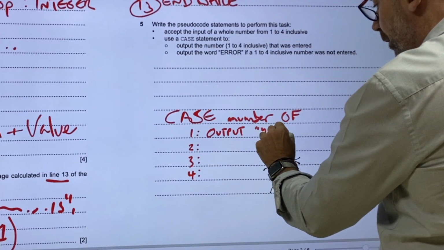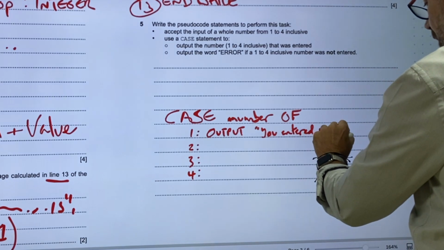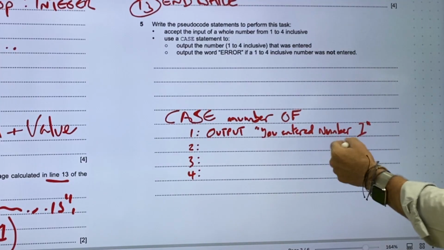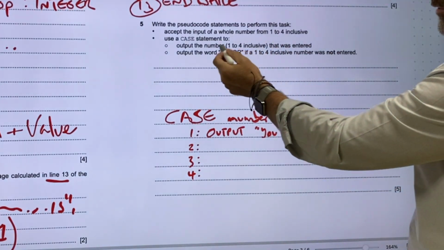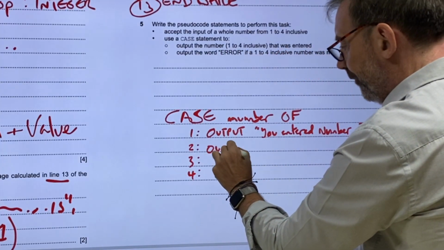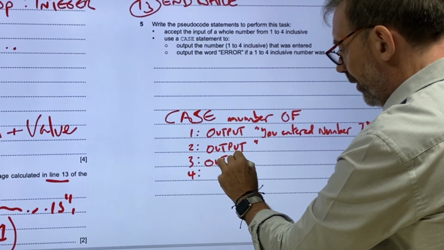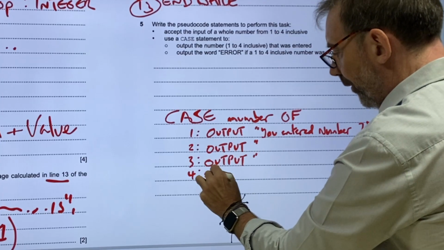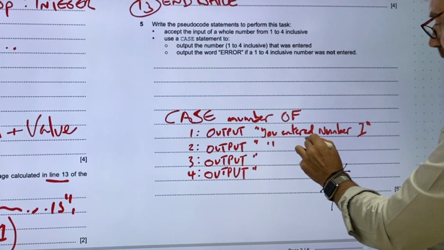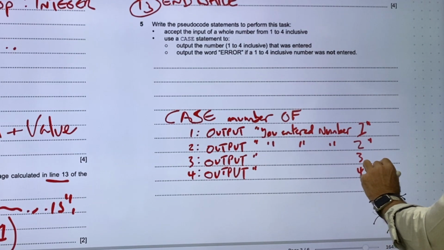You enter number 1. So these are the 4 things. Output, you enter number. Okay, output the number 1 to 4 inclusive that was entered. So their output again. Output. Output. And this time, you entered number 2, 3, and 4.